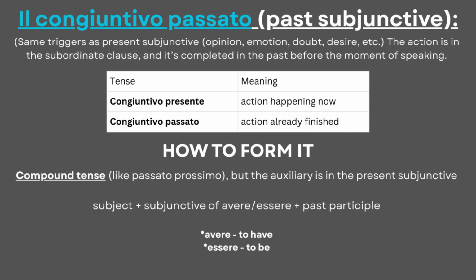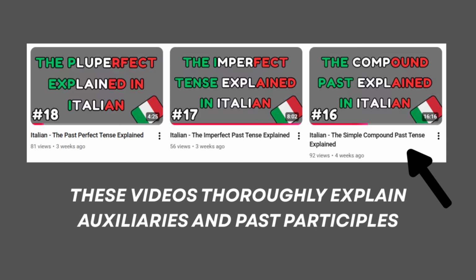Because it is the past, its formation is compound, using auxiliaries and past participles. The auxiliary verbs avere, to have, and essere, to be, will be conjugated in the present subjunctive instead of the indicative. I thoroughly explained auxiliaries and participles in previous Italian videos, so again, I recommend that you watch them too.